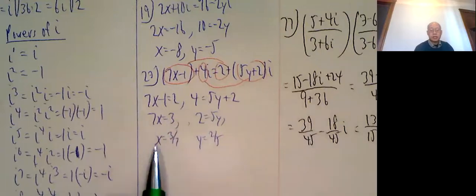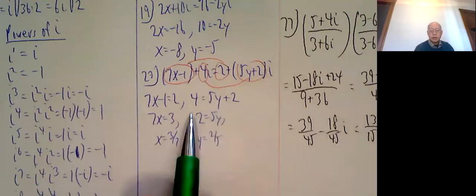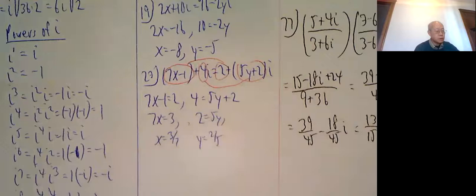Okay, so add 1, divide by 7, x is 3/7. Here, subtract 2, divide by 5, y equals 2/5.